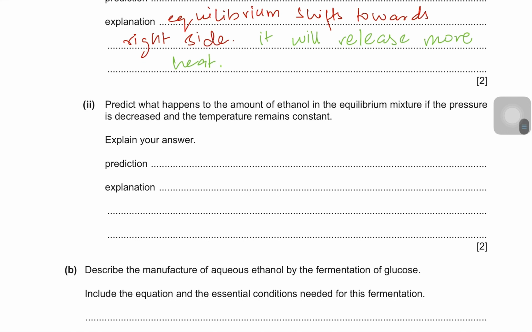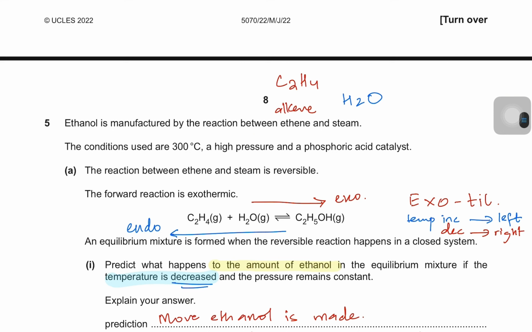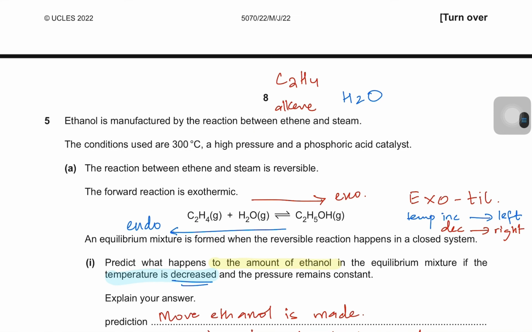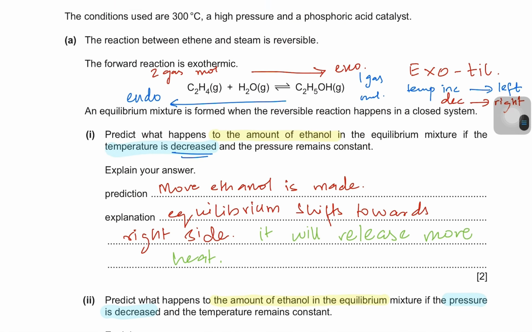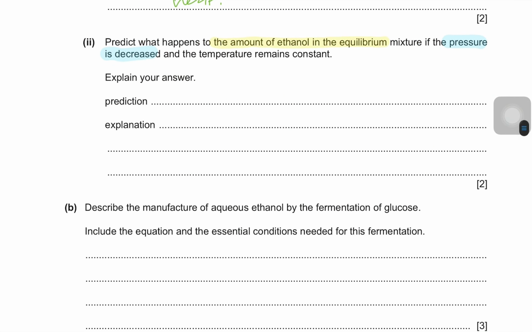Predict what happens to the amount of ethanol in the equilibrium mixture. Again, they're concerned with the amount of ethanol. If the pressure is decreased, so for pressure we find the gaseous moles. You can see that on the left hand side there are 2 gas moles. On the right hand side there is 1 gas mole. When you decrease the pressure, it favors the side with more gas moles, which is the left side. So equilibrium goes to the left, which means it will make less ethanol.